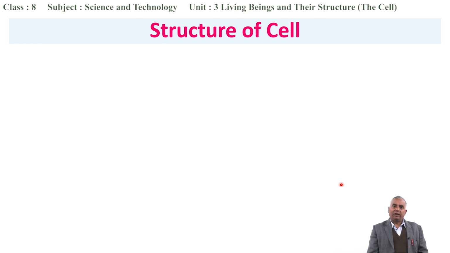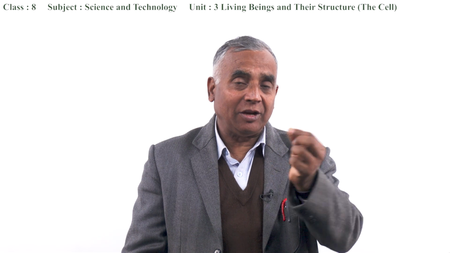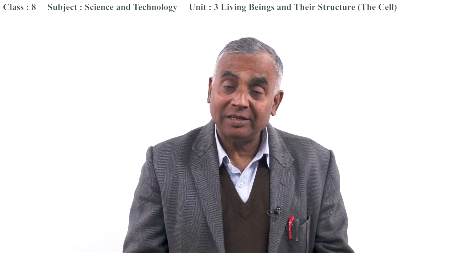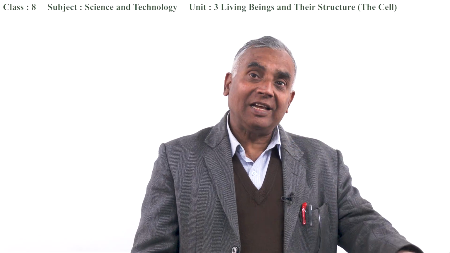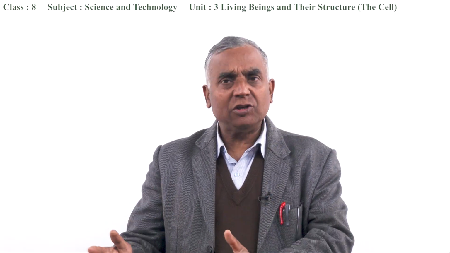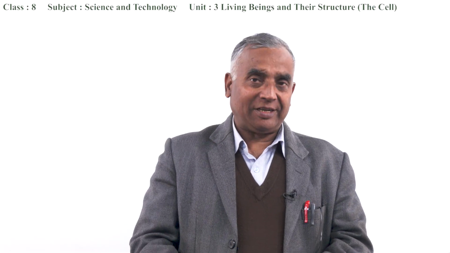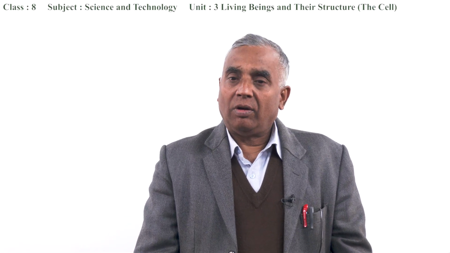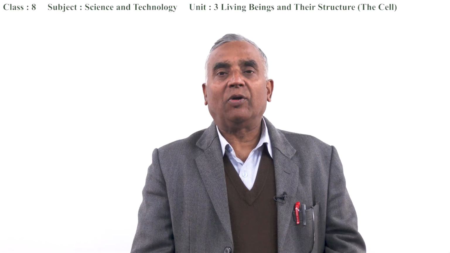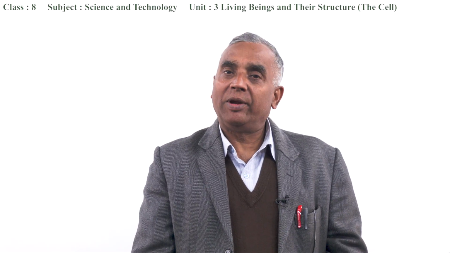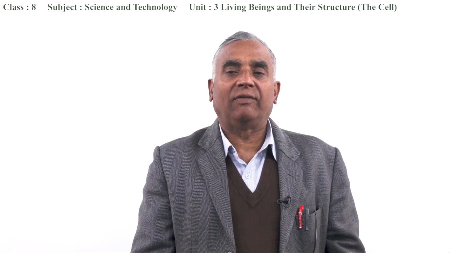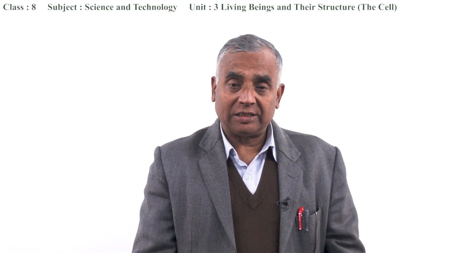Now about the structure of the cell, you did this in class 7. You have seen the cheek cell, taken from the inner part of your cheek and observed under a microscope. You have observed the onion cell, which is also discussed in your book again. So try to recall once again what we have studied. Here we are going to see the structure. What is a cell made of? That is recalling because you have already done it in class 7.